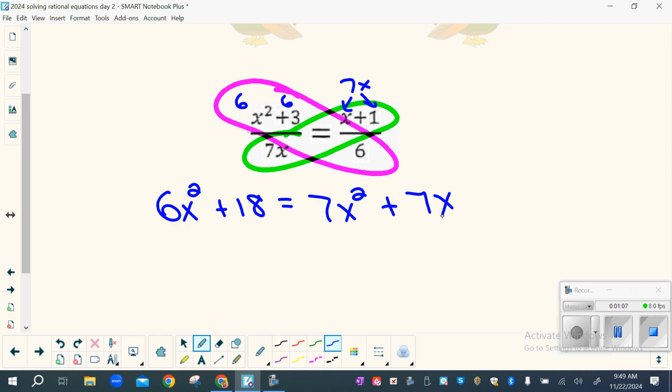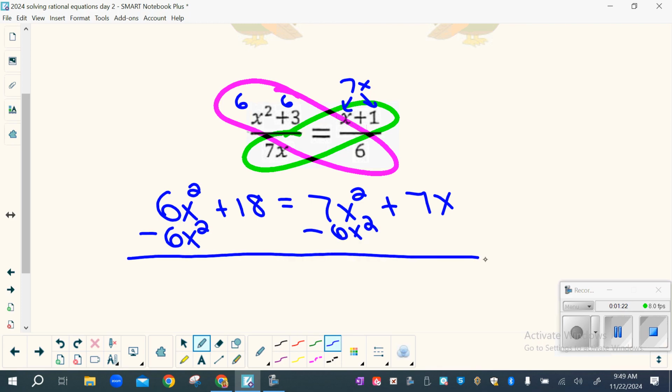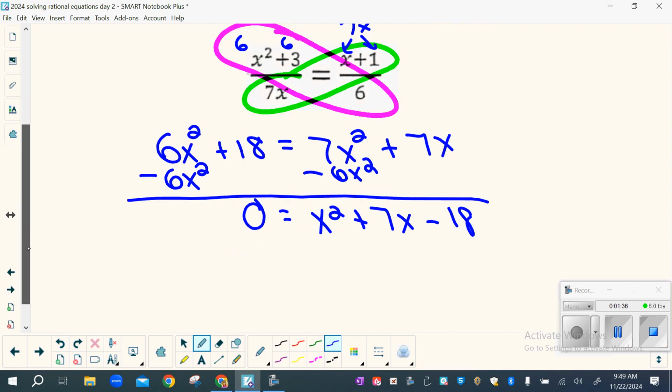So right now, I would like you to go ahead, get everything onto this side over here. Could you do that with me? Here we go. Some of you have just ripped right through this. I act like you don't know what you're doing, and you all totally know what you're doing here. So here's what I got. I got 18 equals 1x squared plus 7x, and then I'm going to move the 18 over. Boom. How is it looking? Is yours looking like mine?